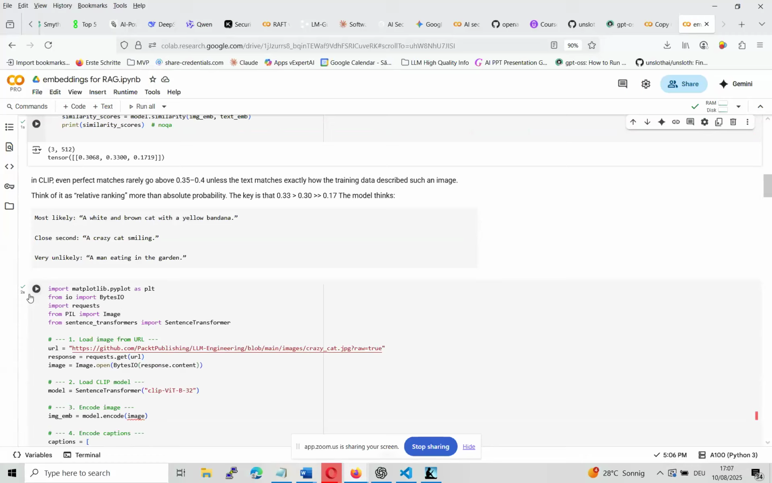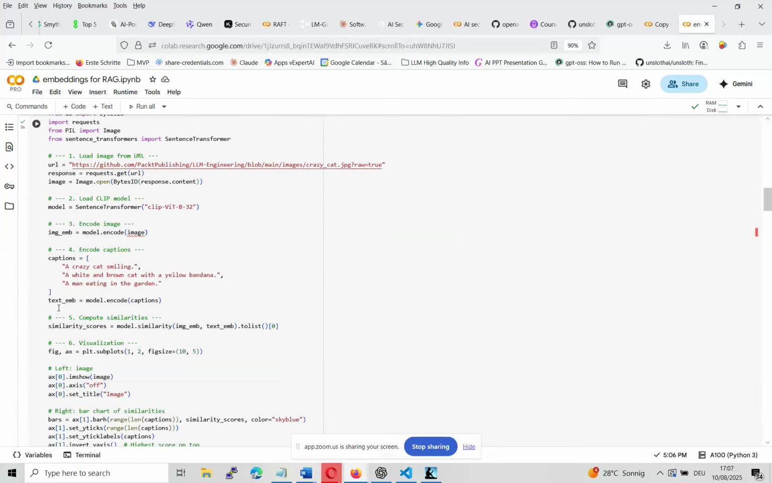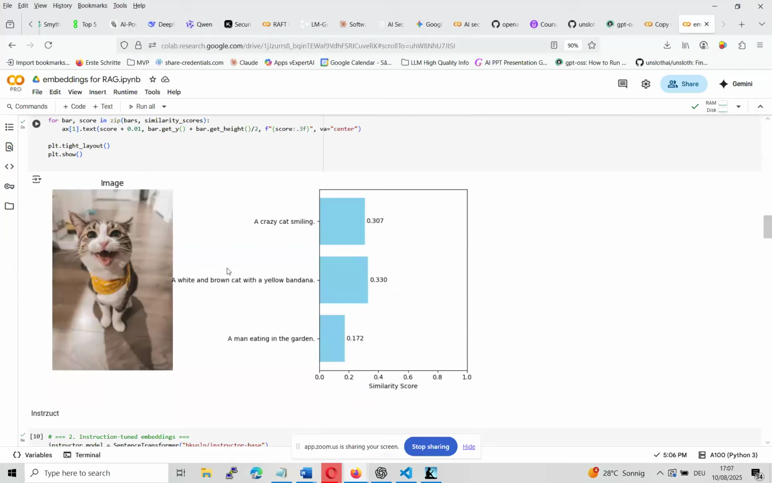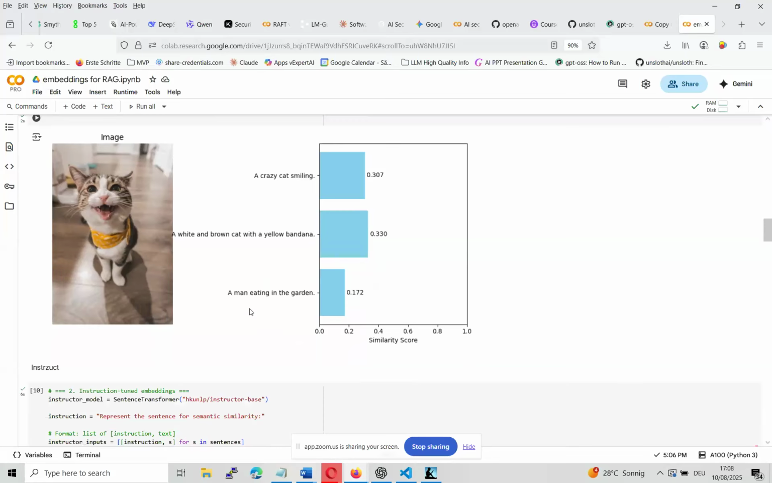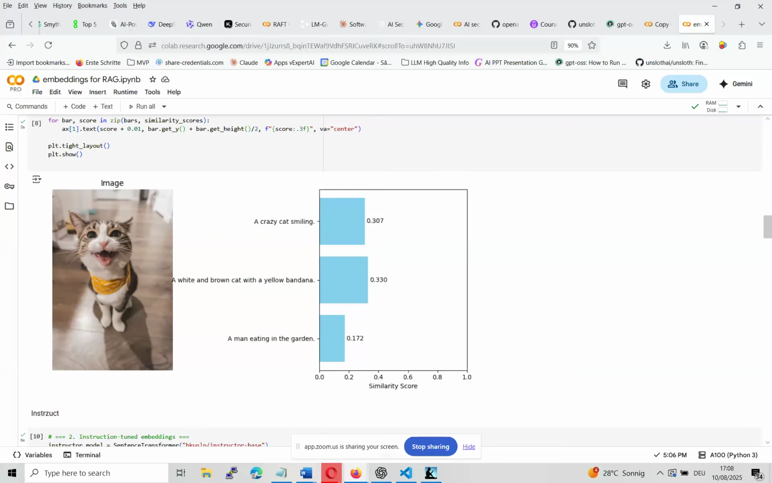Here I made a visual representation of this code, and I ran the code again, and these are the sentences. This is the image from the GitHub, and these are the three sentences. We can see that the highest similarity between the image is with the sentence about a white and brown cat, and it has a very low similarity with a man eating in the garden. Okay, so this was the embedding for pictures and words.